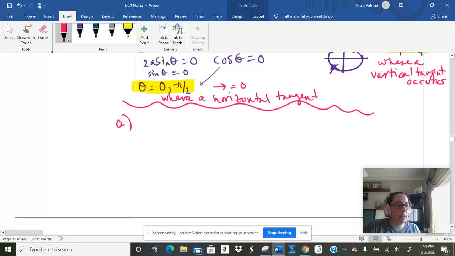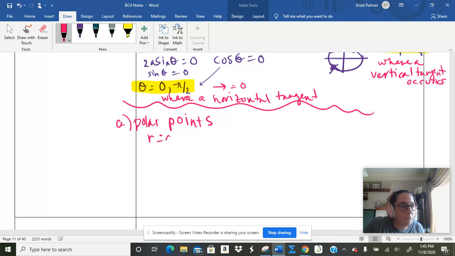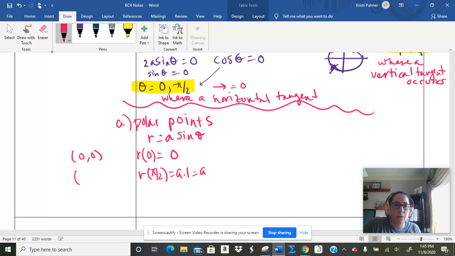Okay, so let's look at what part A is asking a little bit more. It wants me to find the polar points here. So for my polar points, I'm going to use my equation, which was r equals a sine theta. Here, if I plug in my 0, I get out 0. So my first point is (0, 0). And if I plug in my pi over 2, I get out a times 1, which is a. So my point is (a, pi over 2). So these would be polar points. Polar points, you use the polar graph.